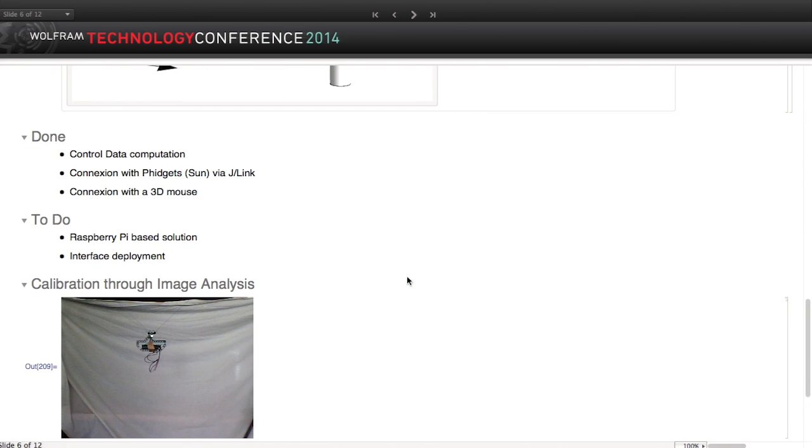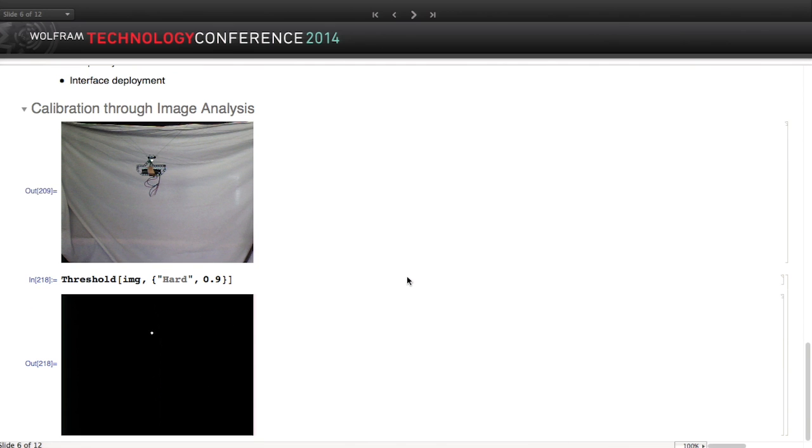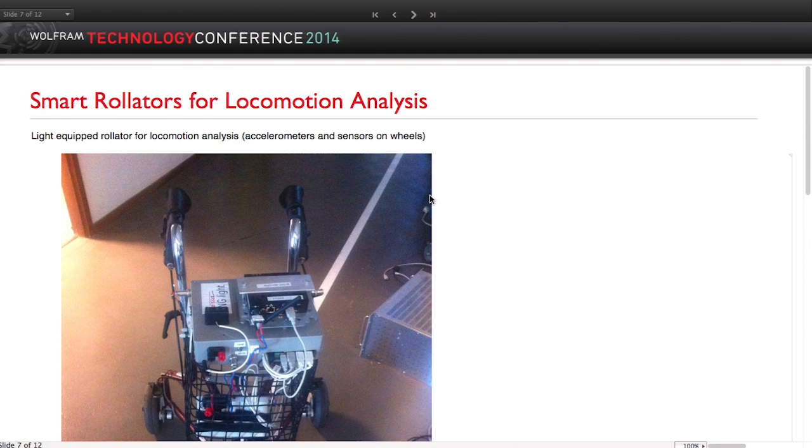Okay, we also did some calibration and auto calibration through image analysis with the help of the Wolfram Language. What else? So we are working with rollators, and we did some experiments. This one was a medical experiment. We wanted to enhance the usual medical test for walking. In France, at least, usually your doctor is just measuring how much time you need to go there and come back, and the only measurable quantity is the time.